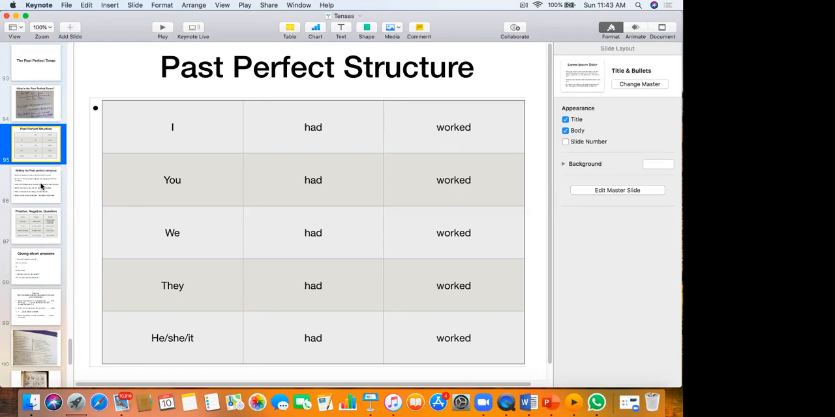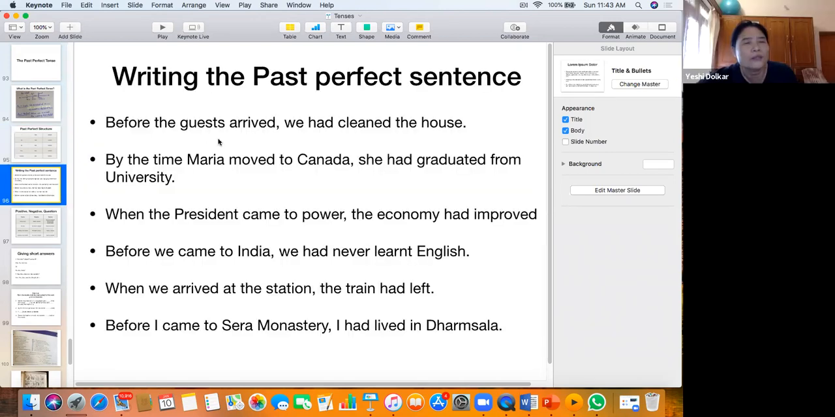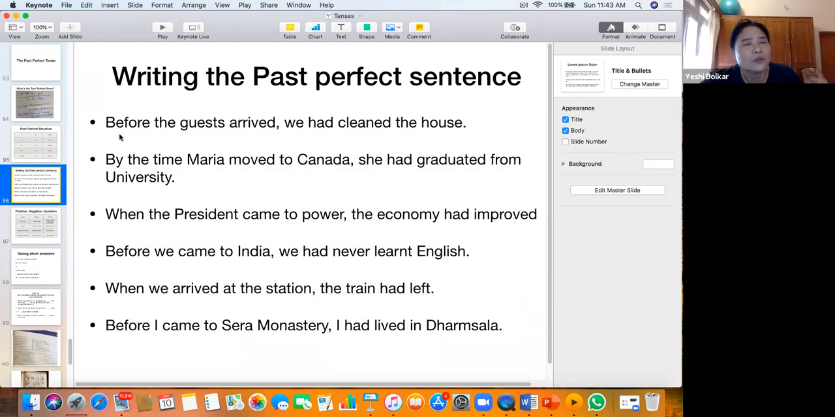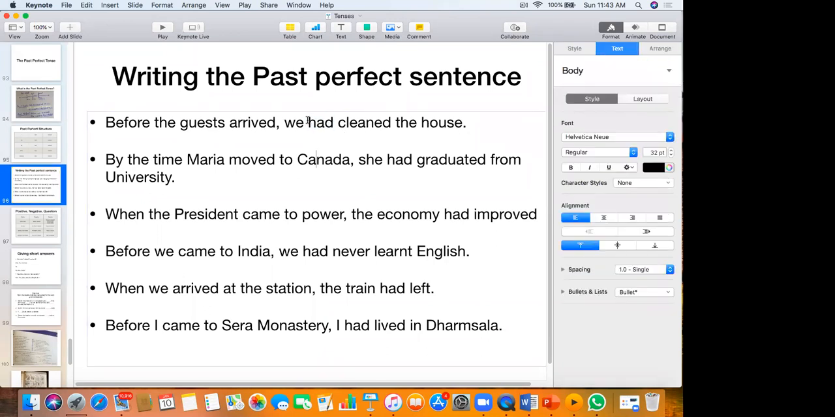Very easy. Okay, now how do you write it? Now, how do you talk? We use connectors like before the guest arrives. The sentence would be: before the guests arrived, we had cleaned the house. You see? Yes, ma'am.